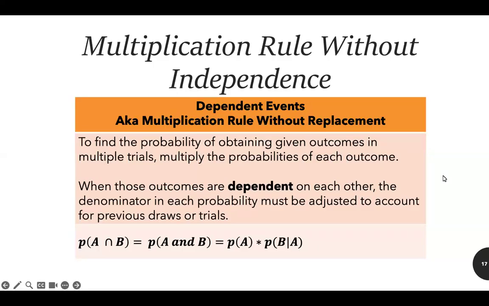This video is on multiplication rule without independence. So these are dependent events. What happened before has an effect on what happens after, is a way to think about it. This is also known as the multiplication rule without replacement.